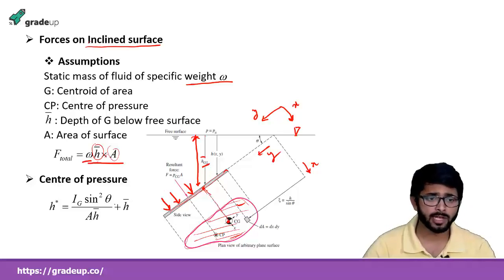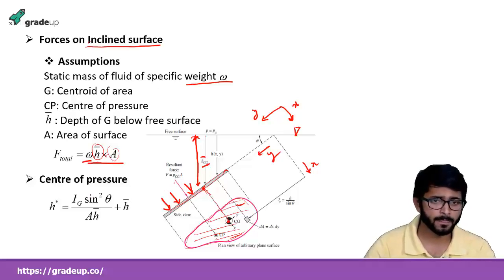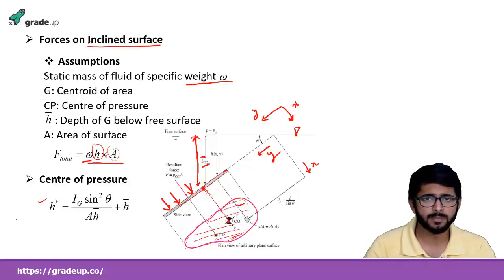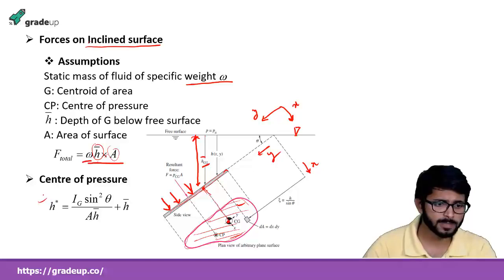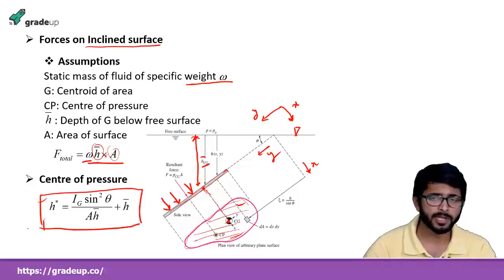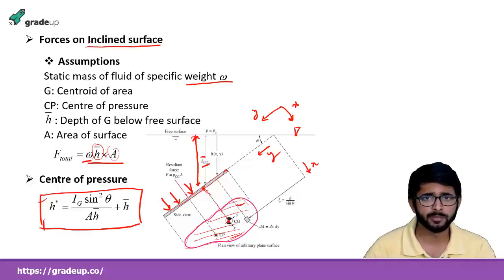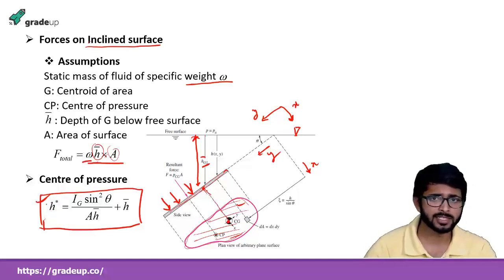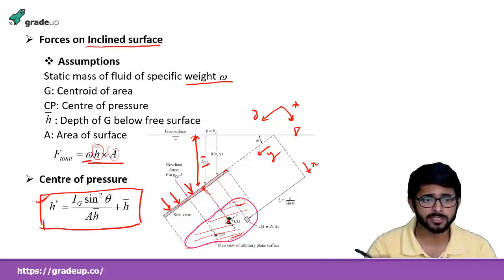So now, if we have to find the center of pressure, the derivation is not much important as per the GATE examination, but this particular formula is very much important. Many questions are asked in the examination to find the resultant pressure force and the center of pressure. So this formula is very much used to find the center of pressure. Here H star is the center of pressure, the distance from the free surface to the point where the total resultant force is acting on the surface.